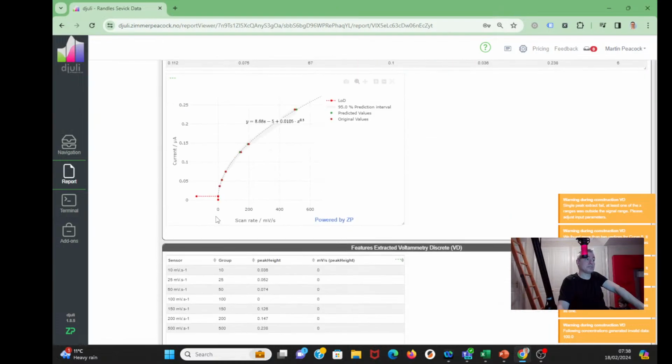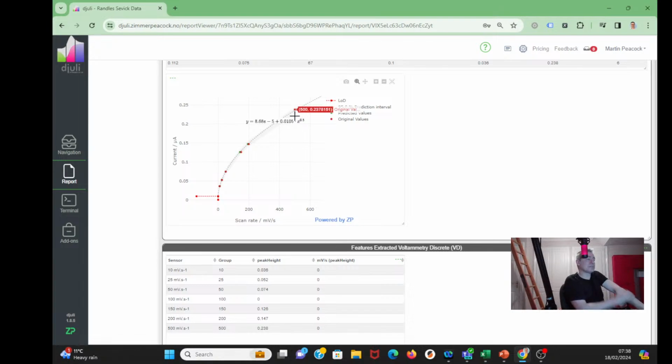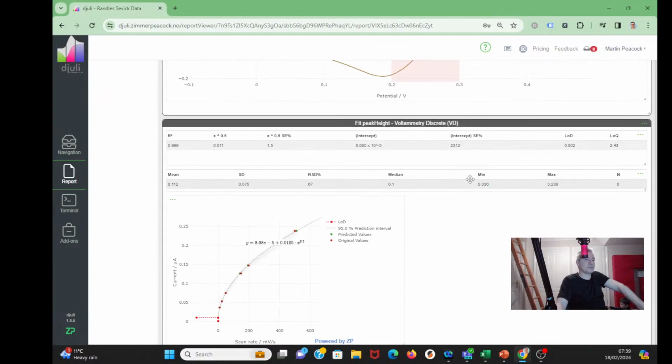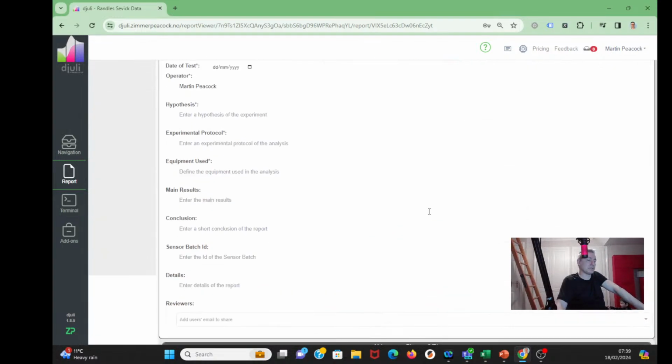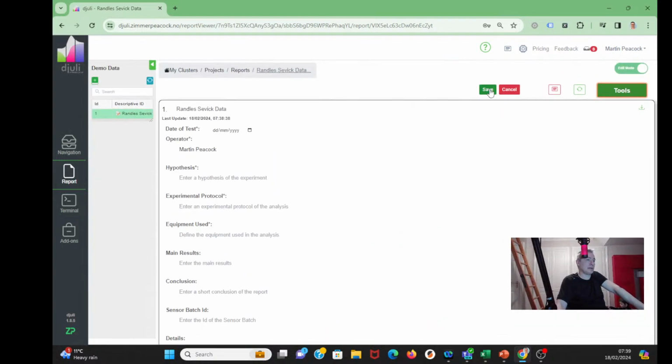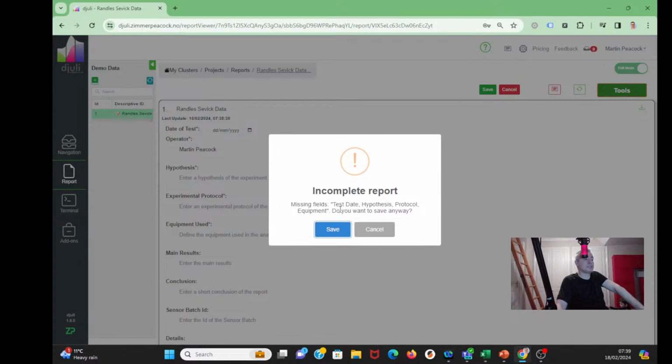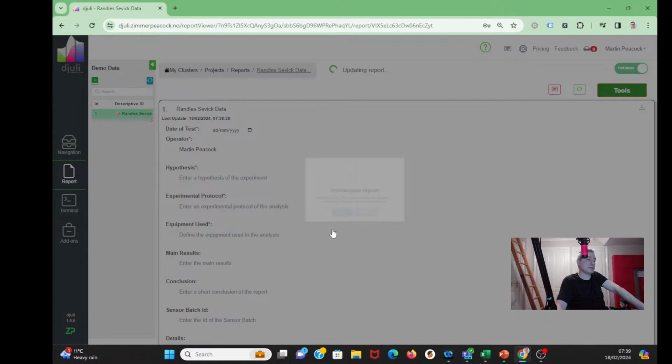And now there's an absolutely perfect fit, because, you know, the Randles-Sevcik plot, a redox mediator on a well fabricated screen printed electrode and changing scan rate, yeah, you will get a good current versus square root of scan rate every time. I don't want to overplay that, but it is almost like a trope of an experiment that's quite easy to do. I'll save that now. It's just saying incomplete because I haven't filled in all the details, but it doesn't matter for this.